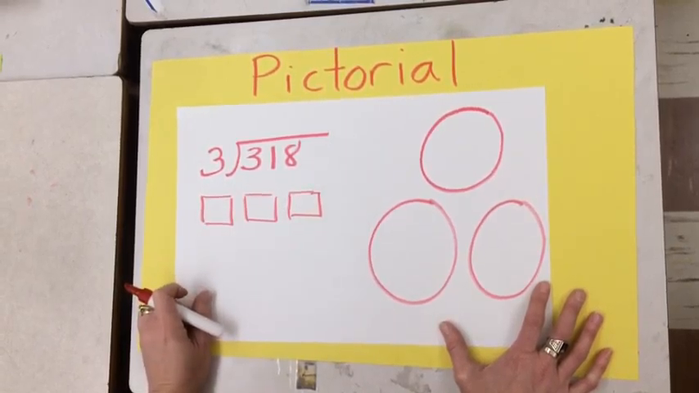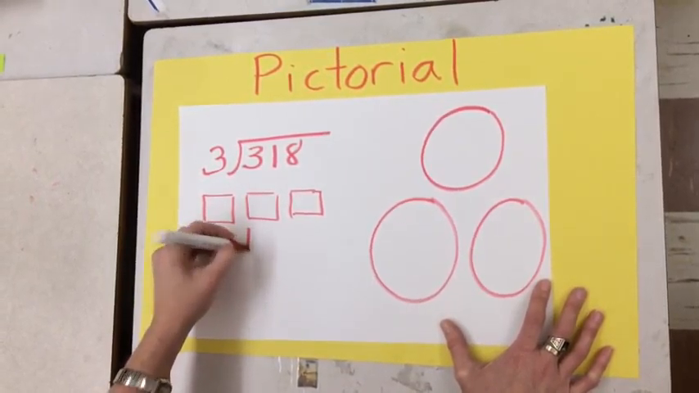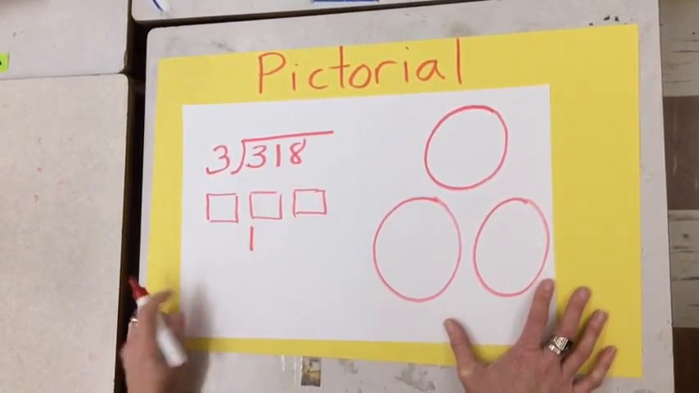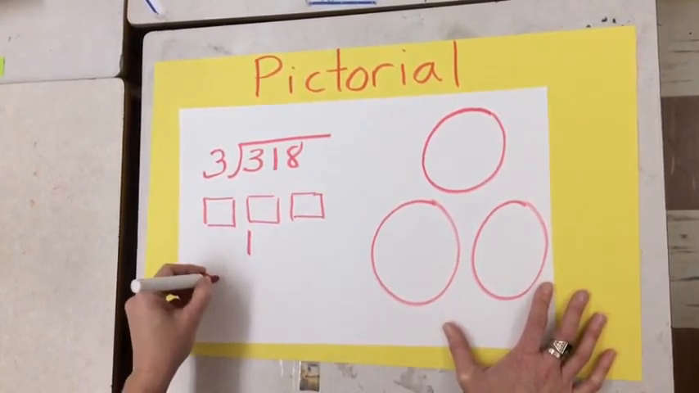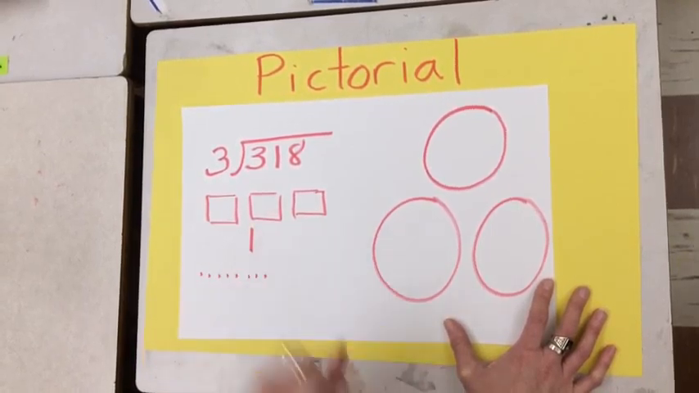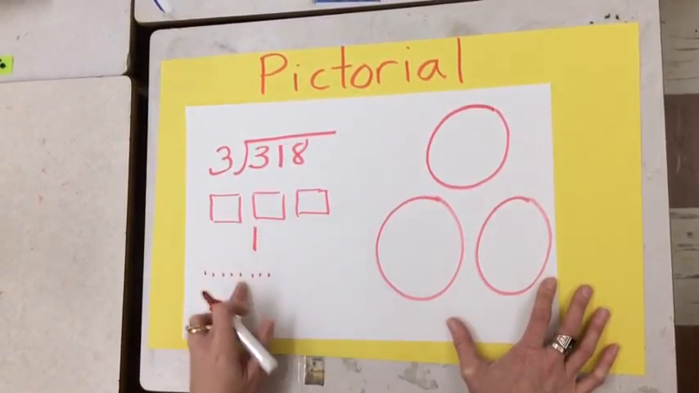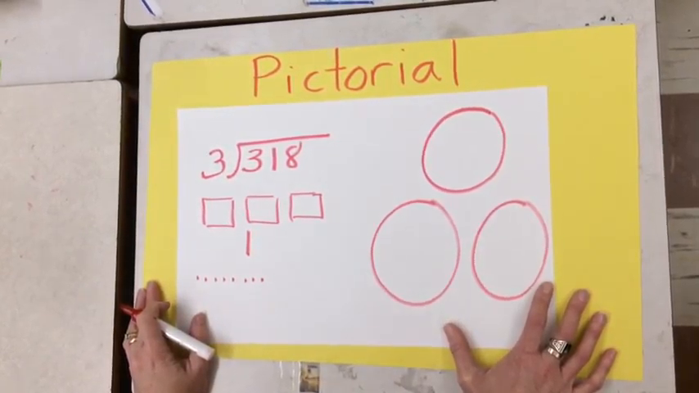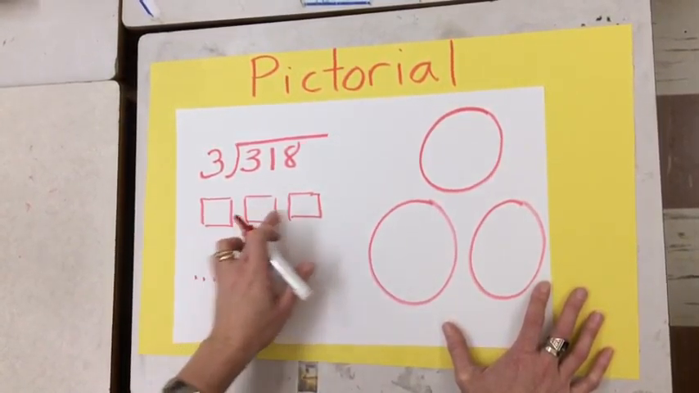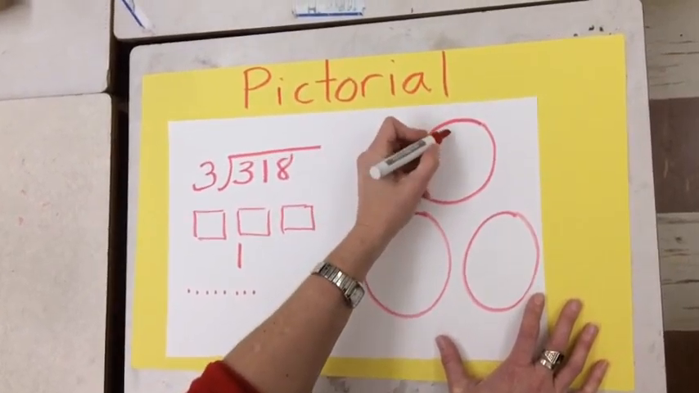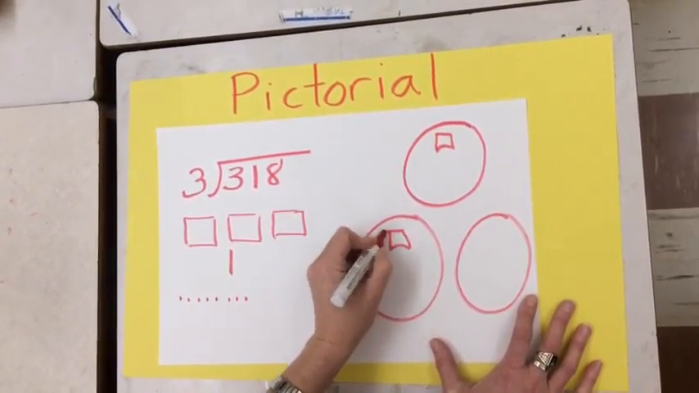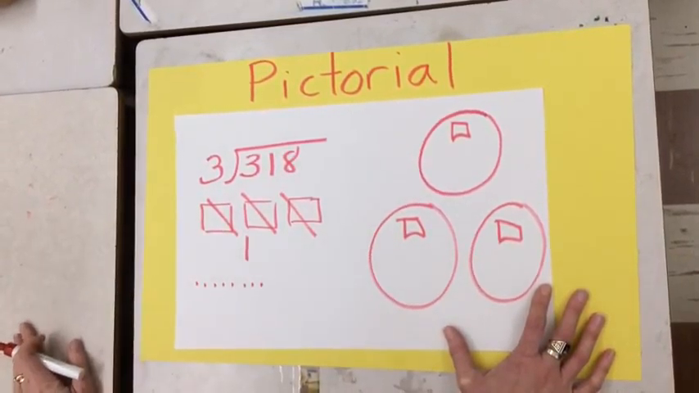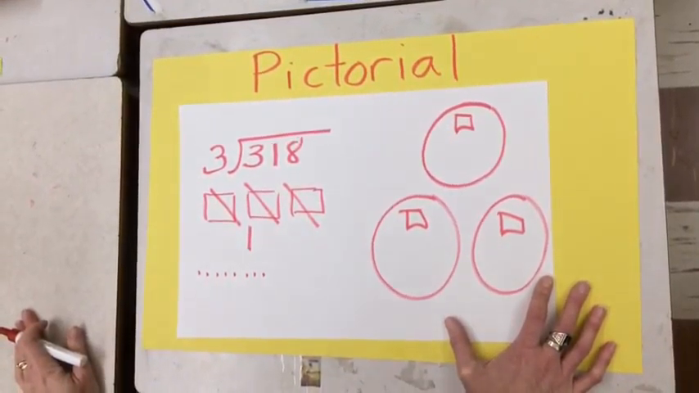Next, I'm going to do the tens. I have 1 ten, so I'm just going to put the 1 ten stick there. And when I look at the ones, I have 8 ones. So here we go. 1, 2, 3, 4, 5, 6, 7, 8. There's my number, 318. Now, the hundreds work out really well for dividing into 3 equal groups because we have 3 of them. So that's pretty easy. Over here, 1, 2, and 3. So we can cross those off. Those are used.